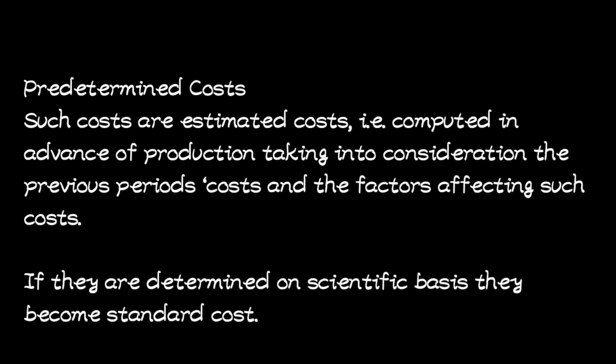Like they can be determined before the production taking place, by maybe putting into consideration the previous period's costs and the factors that affect such costs. So predetermined costs can be determined in advance. Historical costs can only be determined after that cost being incurred. For example, after the production taking place.